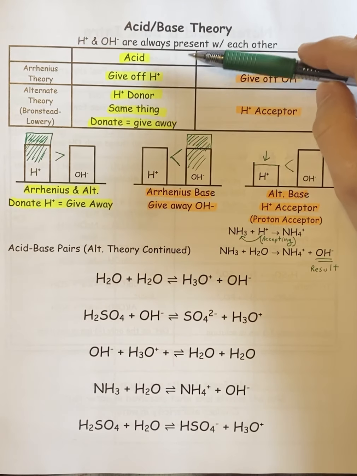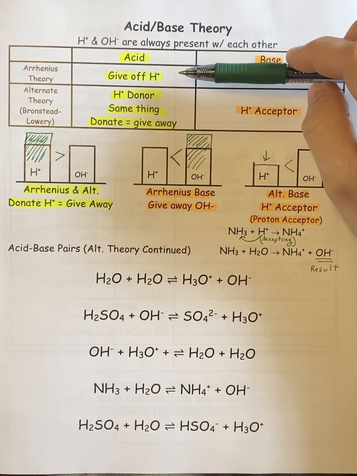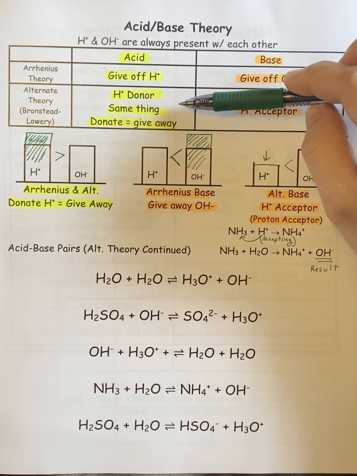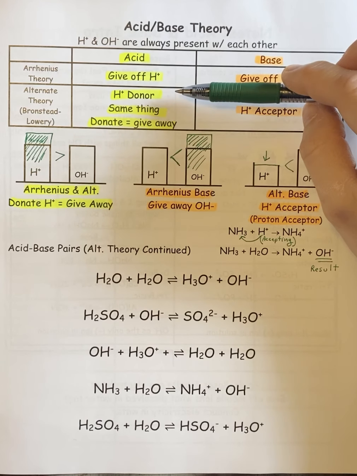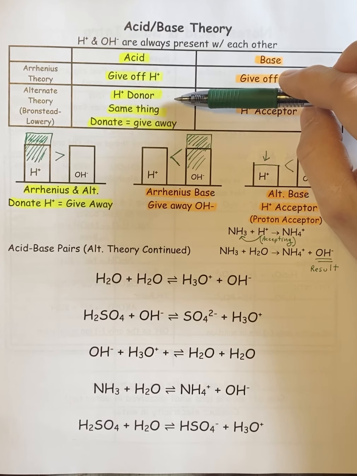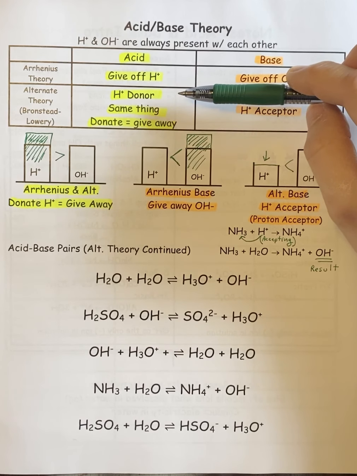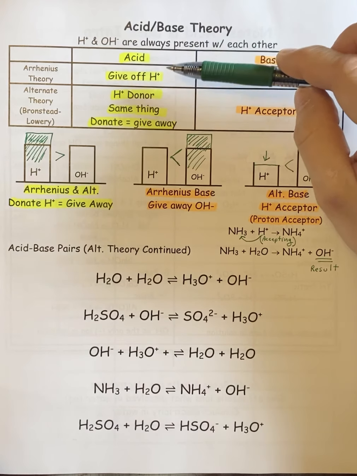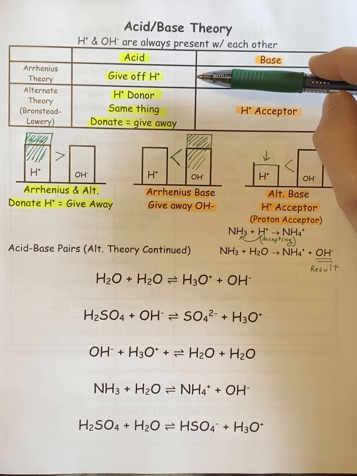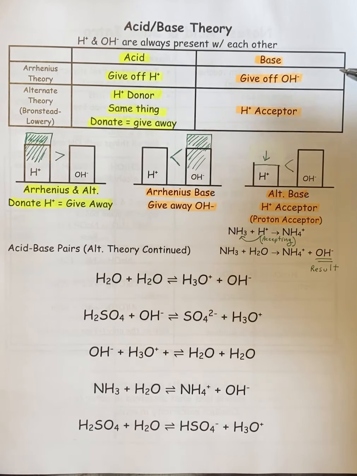So, turns out the acid is the same. The Arrhenius acid gives off an H+. The Bronsted-Lowry or alternative theory says they donate an H+. But if you think about it, giving away an H and donating an H, it's the same thing. Donate and give away are basically synonyms, so we're not going to make a distinction between their acid theories. But they differ in their base theories, which is why we have the two theories.